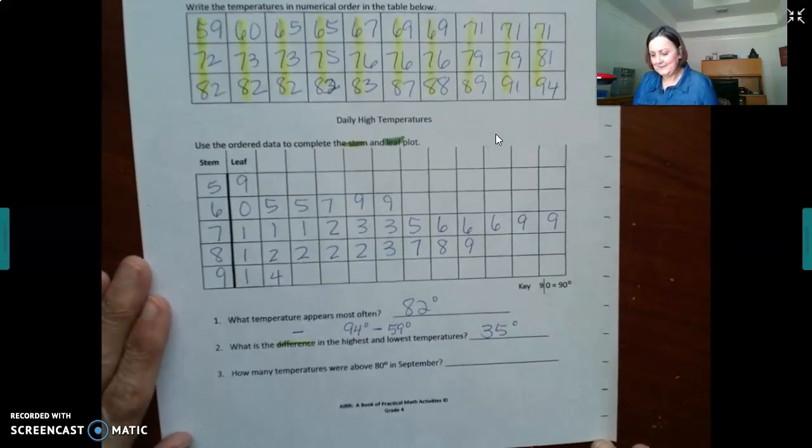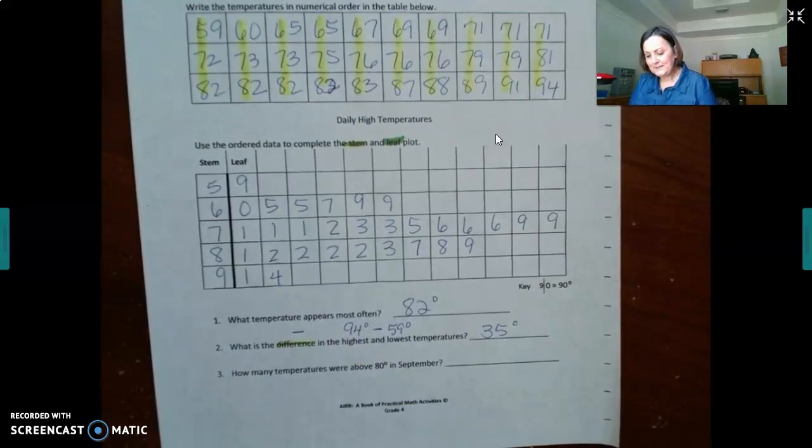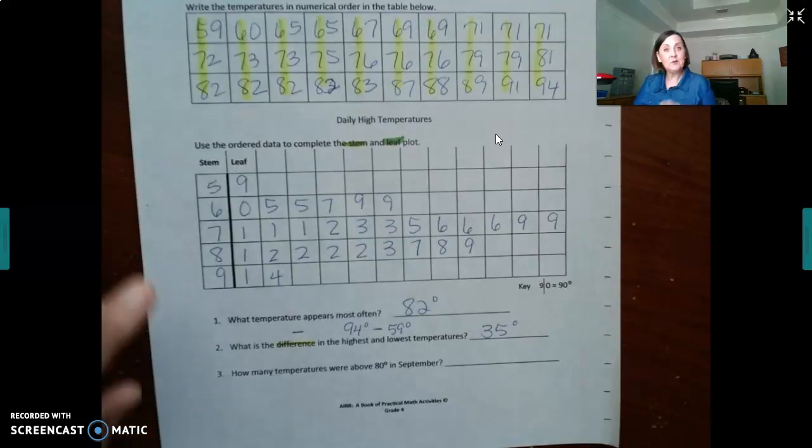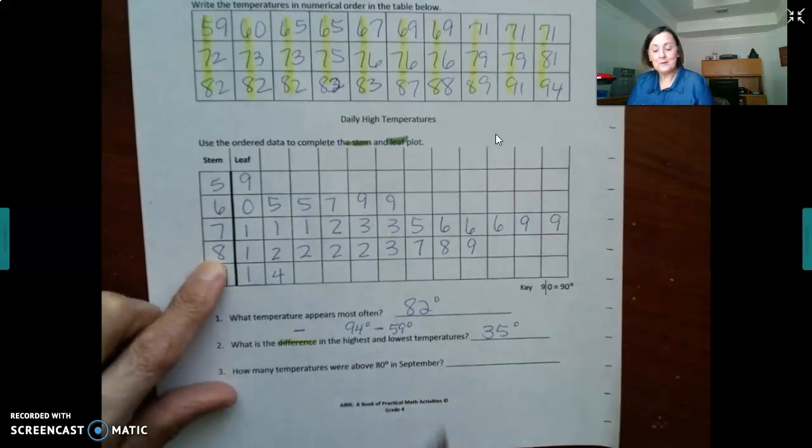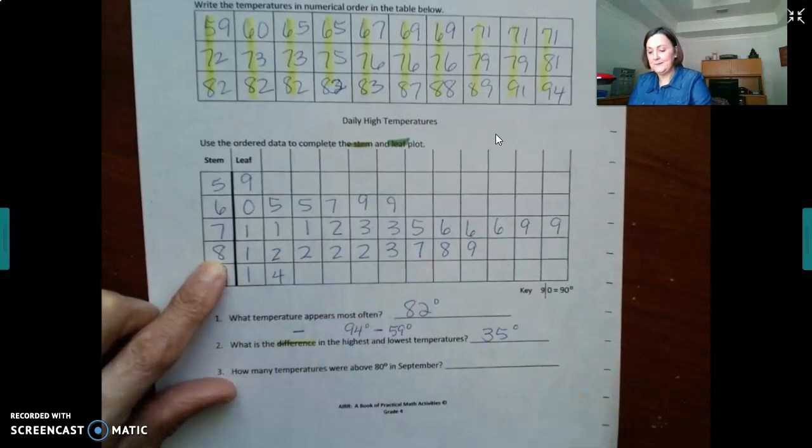And our last question today is how many temperatures were above 80 degrees in September? So I want you to pause your video. Maybe I'm going to pause, and I'm going to let you count how many temperatures are in the 80 degrees. Okay, did you first of all look for the stem that had an 8 in it? Because that's 8 tens. So everything else is in the 80s, isn't it? So we can count our leaves.